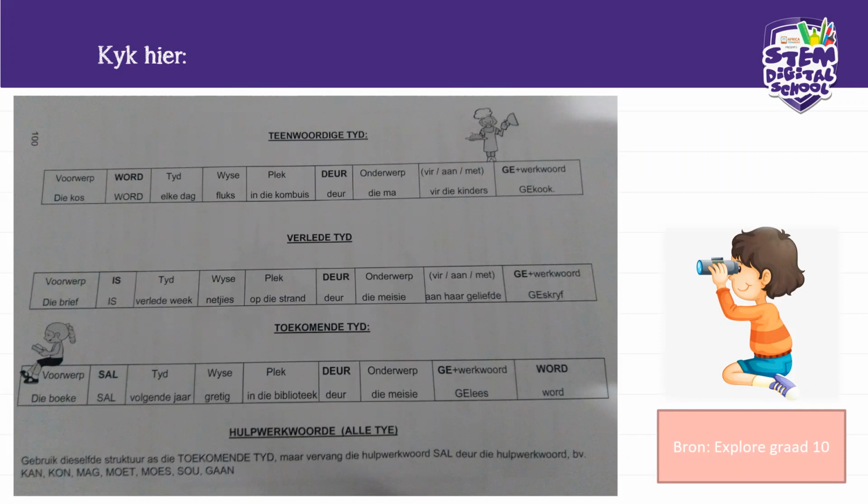Then, look at this, hulpwerkwoorde in all the tenses. Hulpwerkwoorde in all the tenses use the same structure as the toekomende tyd, maar vervang die hulpwerkwoord sal deur die hulpwerkwoord byvoorbeeld. So if we look at this sentence, the werkwoord sal will be replaced by one of these: kan, kon, mag, moet, moes, sou, gaan. Right, so that is just a change that you should be aware of.